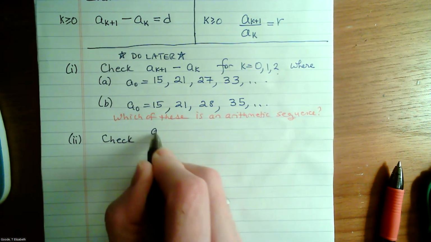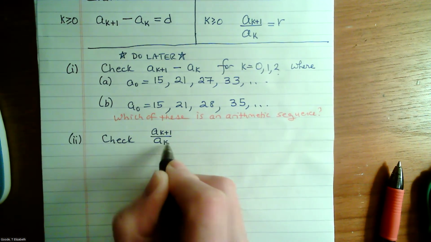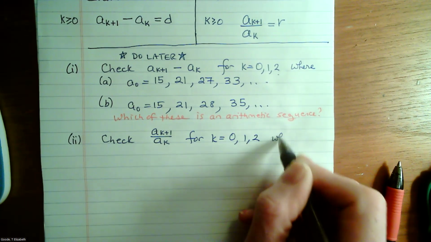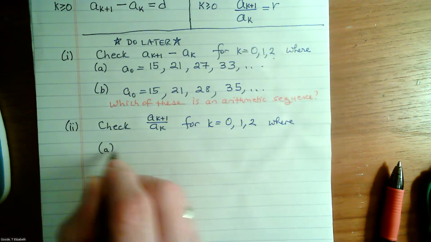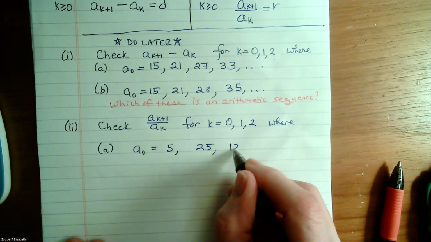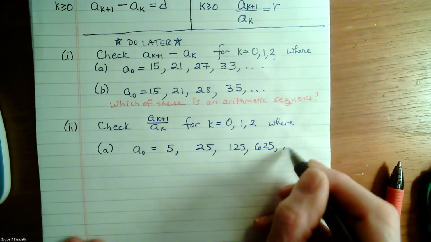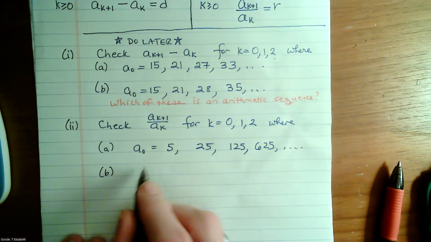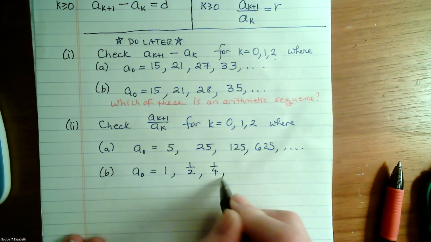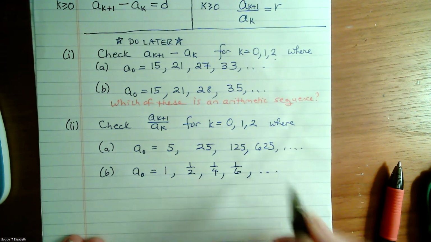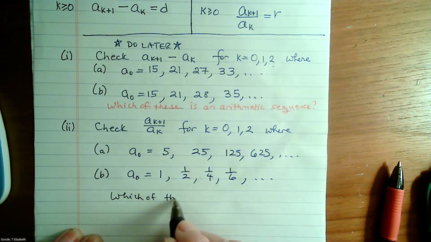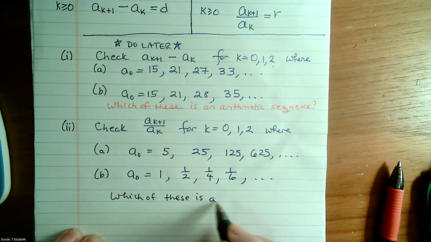Check a sub k plus 1 divided by a sub k for k equals 0, 1, and 2, where the first one can be a naught is 5, 25, 125, 625. I think you can see right away that that's going to work out. But this one, a naught is 1, 1/2, 1/4, 1/6. And see which of these is a geometric sequence.